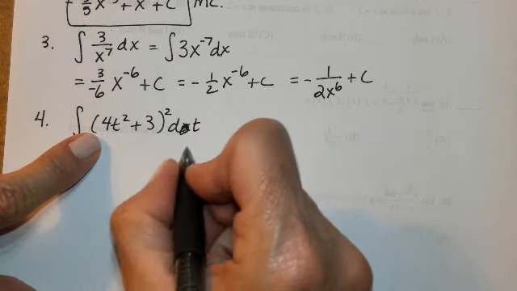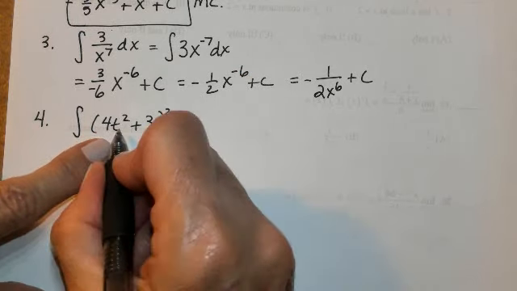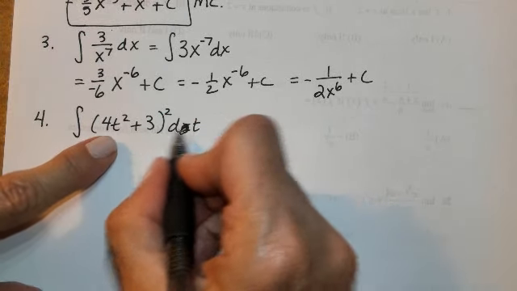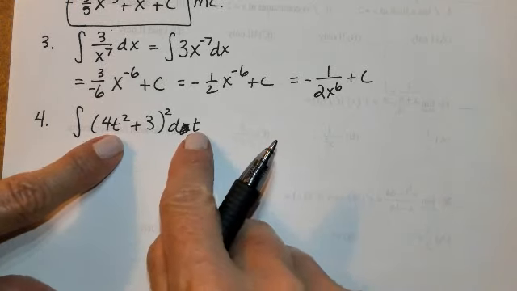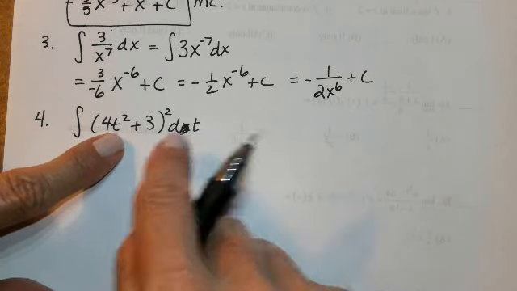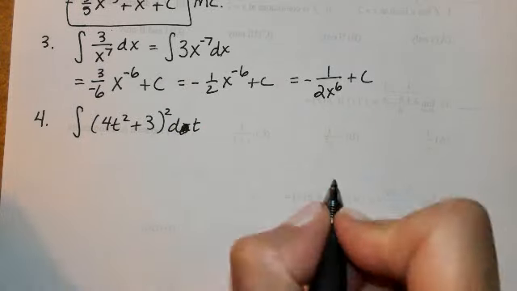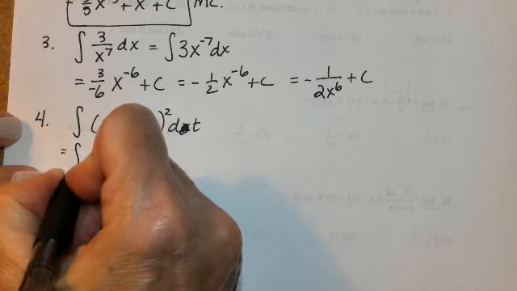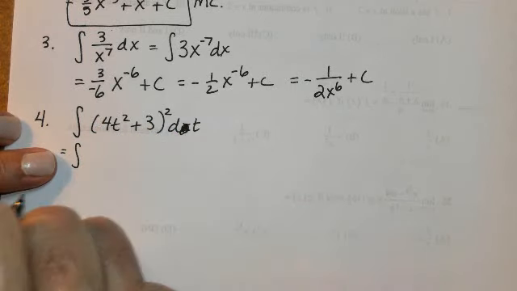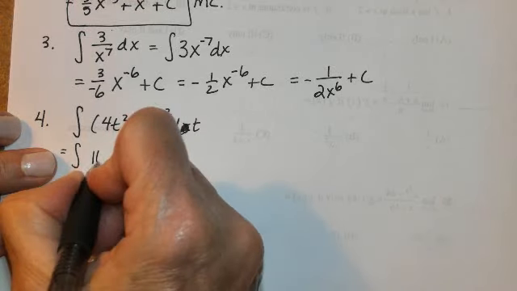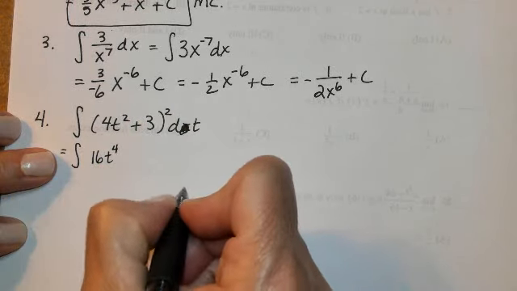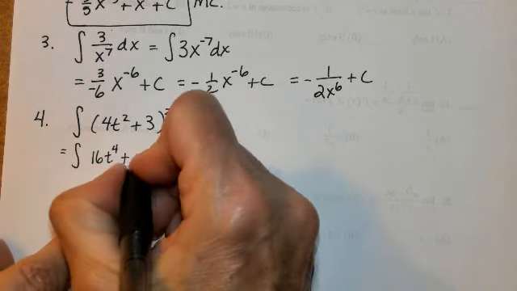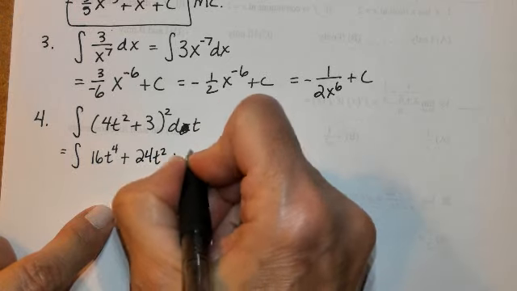So I'm going to put a t there. I didn't see that. I just wrote it wrong. If there's a t here, then there's going to be a t here, right? They're going to match. In Calc 3, they might not match, so you'll have to be careful about that. But for us, those are going to match, unless Mrs. Murray had a little typo. So we have to go ahead and multiply this out, square this binomial. When we square the binomial, we'll have 16t to the 4th plus double the product, so 24t squared plus the square of the last.